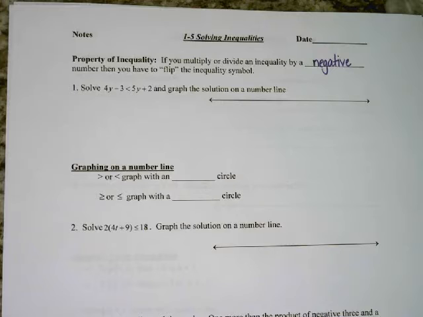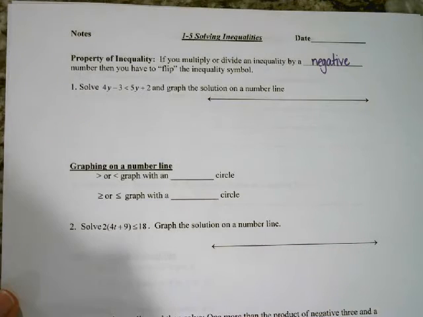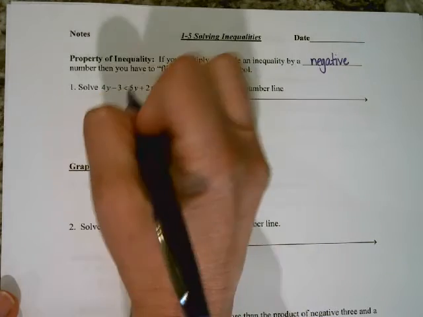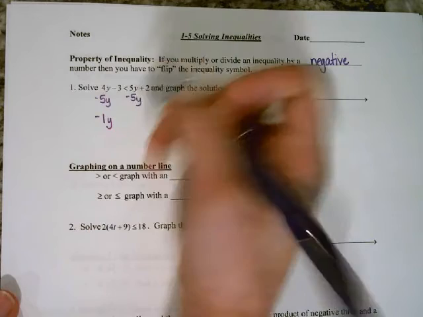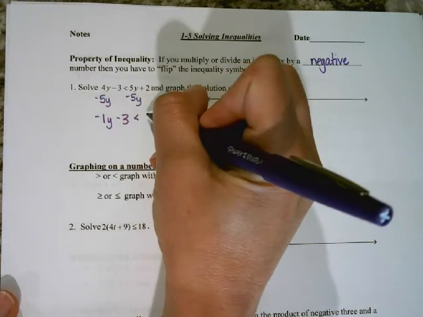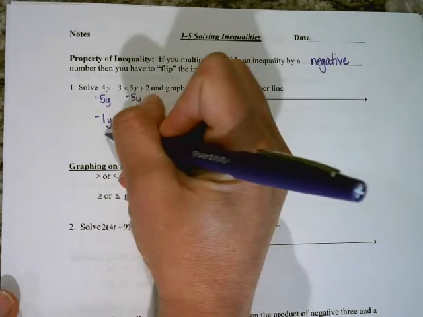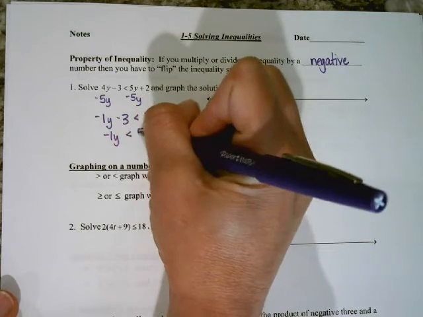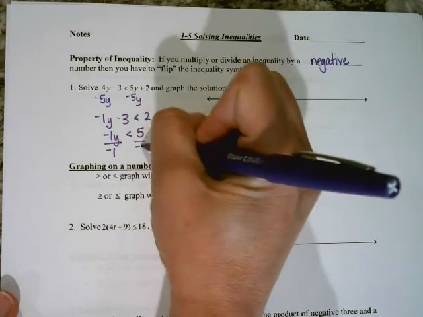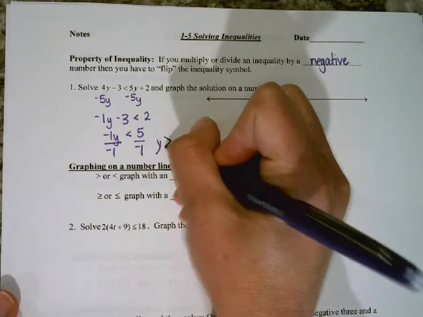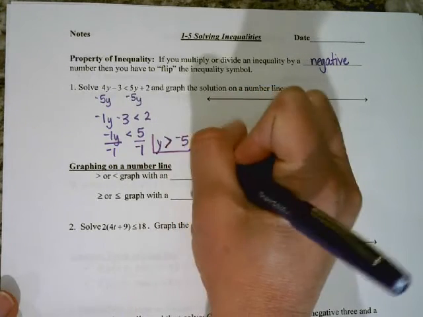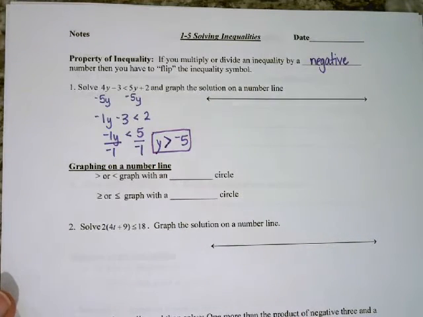Usually we like the variable on the left side, then the inequality, and everything else on the right-hand side. So for number 1, it says solve 4y minus 3 is less than 5y plus 2. All right, I'm going to subtract the 5y. I get negative 1y minus 3 is less than 2. Add the 3, so negative 1y is less than 5. And now here is where I'm dividing by a negative. So I get y is now greater than negative 5. And I give you a little number line there.